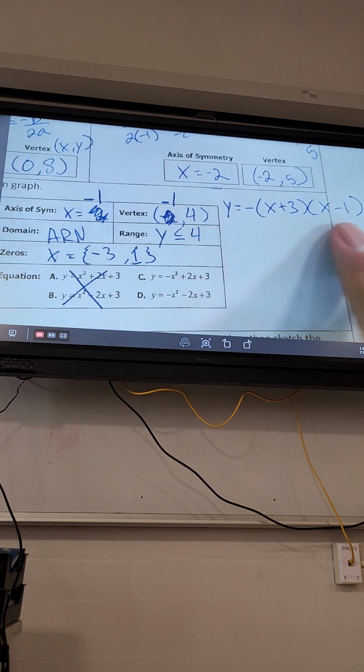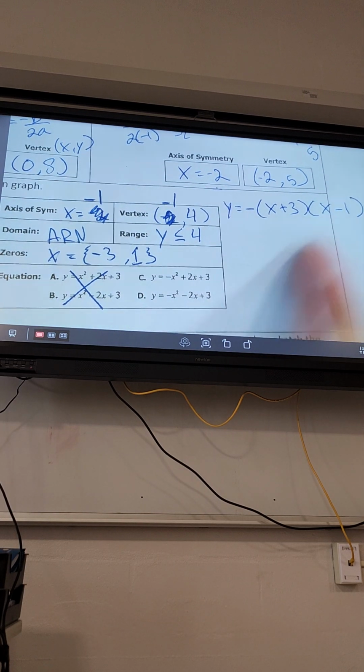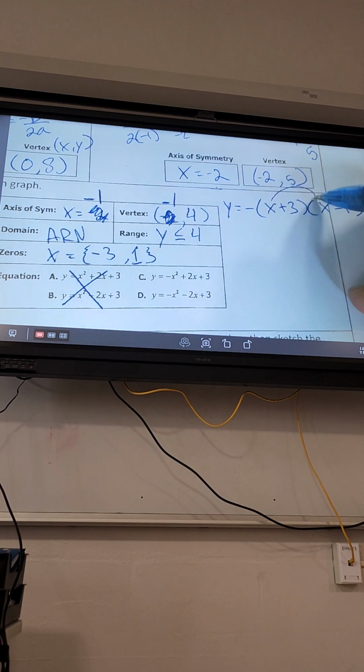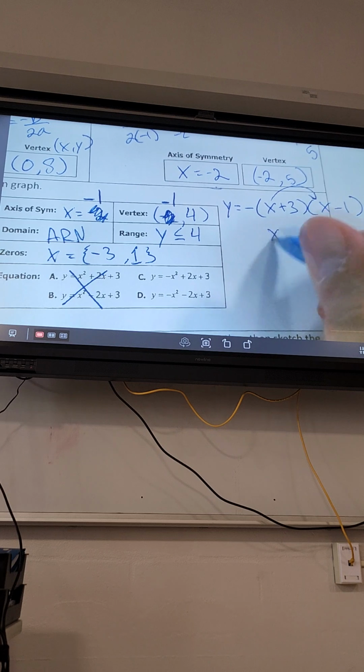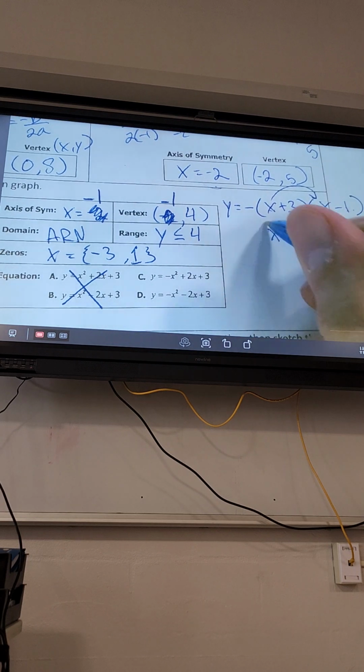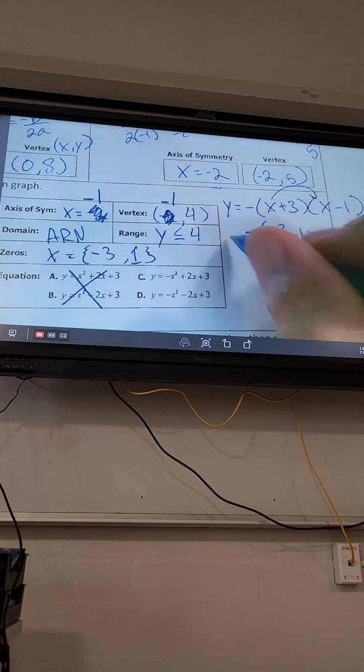So let's go ahead and transform this to standard form by just doing double distribution. So we're going to go x times x, which is x squared, x times -1, 3 times x, plus 3, yep, 3 times -1, -3. Okay? Remember, this is all still in parentheses with a negative sign on the outside.